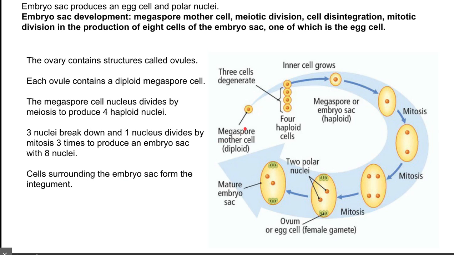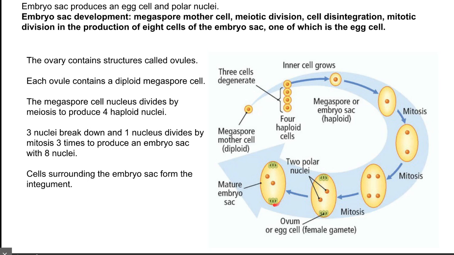Just to go back over that again, we're starting with a megaspore mother cell. It's diploid. It divides by meiosis to produce 4 haploid cells. 3 of them break down. So this is the disintegration word up here. One of them survives and continues to develop. It divides by mitosis once to produce 2 nuclei, divides by mitosis again to produce 4 nuclei, divides by mitosis again to produce a cell with 8 nuclei.